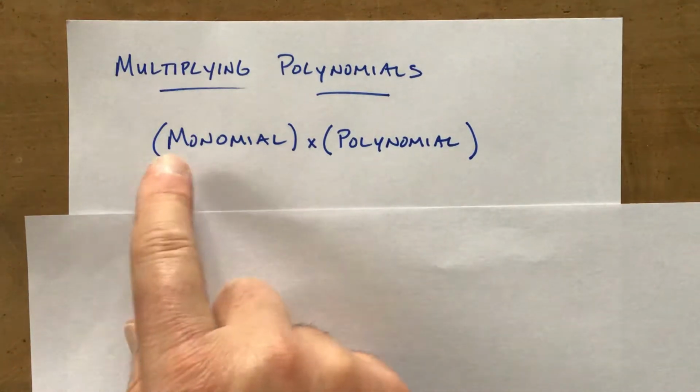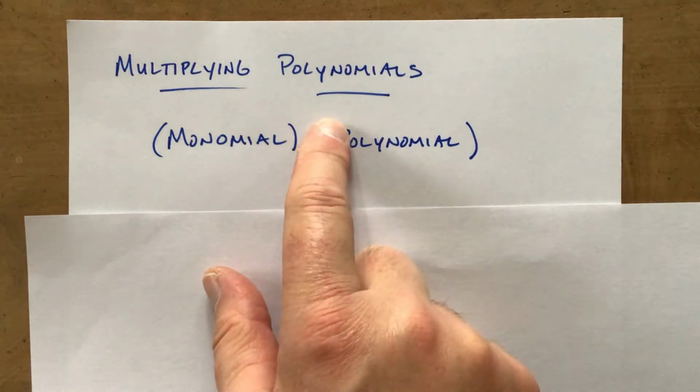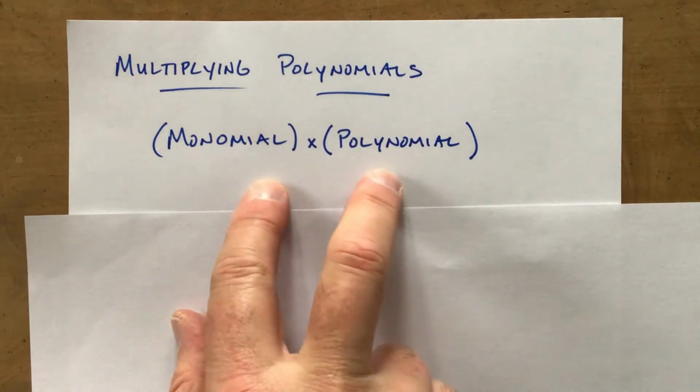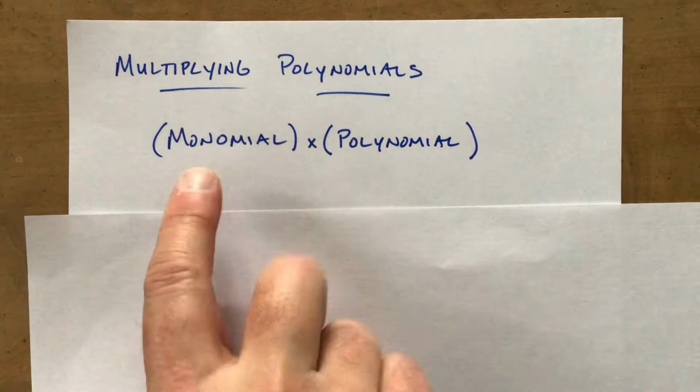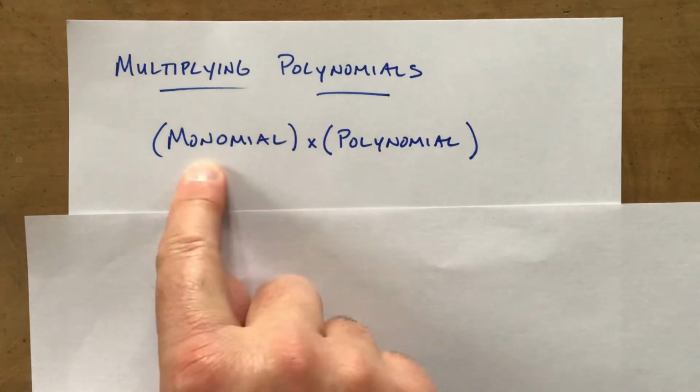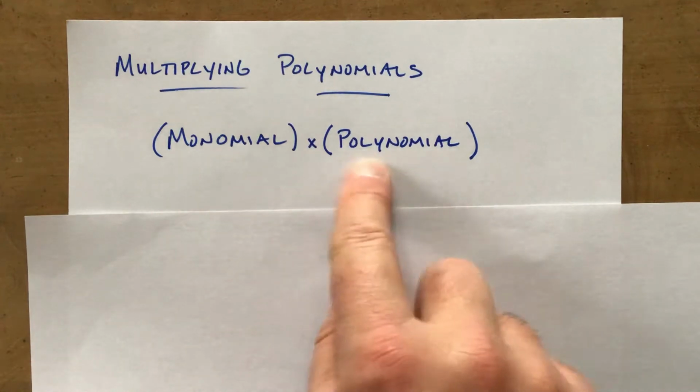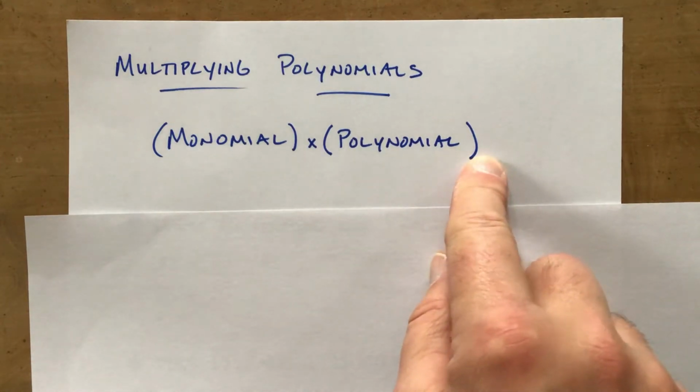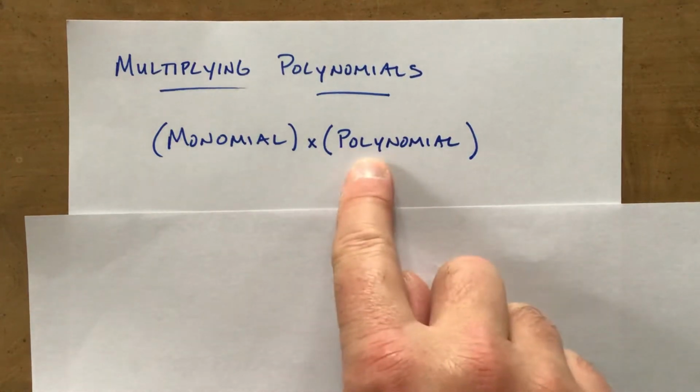All right, we're going to start multiplying polynomials. The two polys that we're going to talk about today are monomials and polynomials. So we're going to multiply that. Basically, we're going to take a one-term thing and multiply by a many-term thing. That's what it means: mono means one, poly means many.